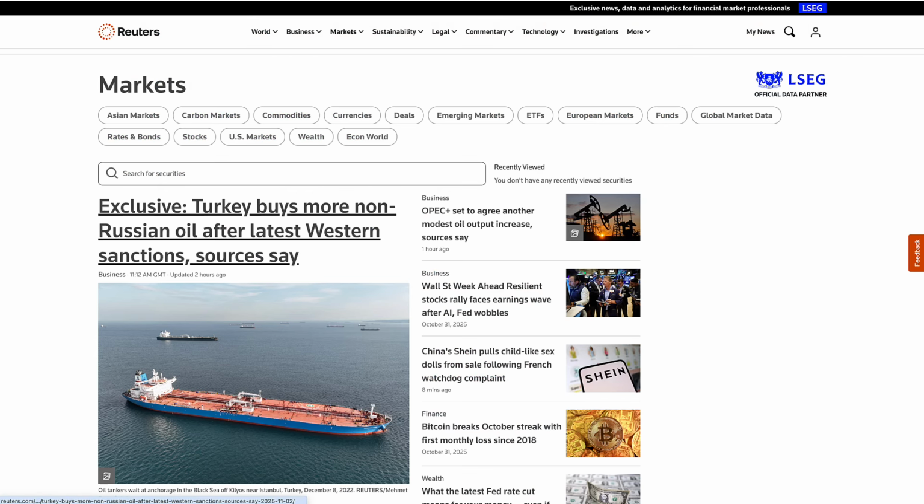Reuters has here, markets exclusive: Turkey buys more Russian oil after latest Western sanctions. But really nothing that would cause investors to want to be more defensive. This is just everyday news, and the news is here to sell the news, but what you want to see is a central theme. As an example, if the market was focused on risk off sentiment, you would normally see the headlines all in sync with whatever that risk off headline is. At the moment, we're in risk on mode.